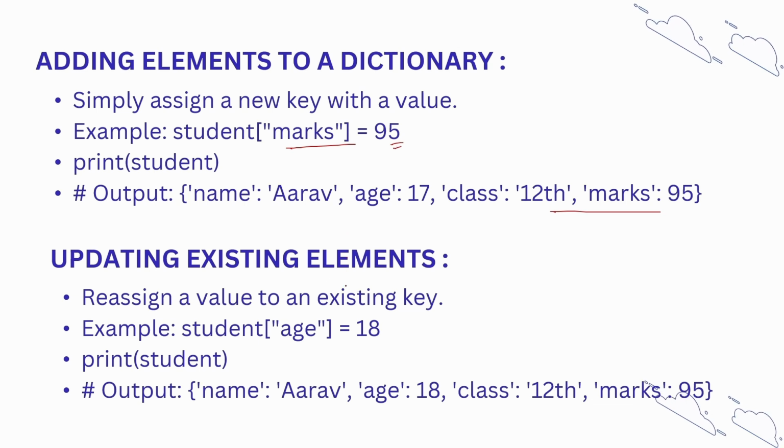Next is updating existing elements. Reassign a value to an existing key. For example, here earlier we had age is equal to 17. Let's say I want to change this age to 18. So here I'll say student age is equal to 18. Okay, and then when I print my dictionary, I get age is equal to 18. So my age has changed, and this is how we update the existing elements.